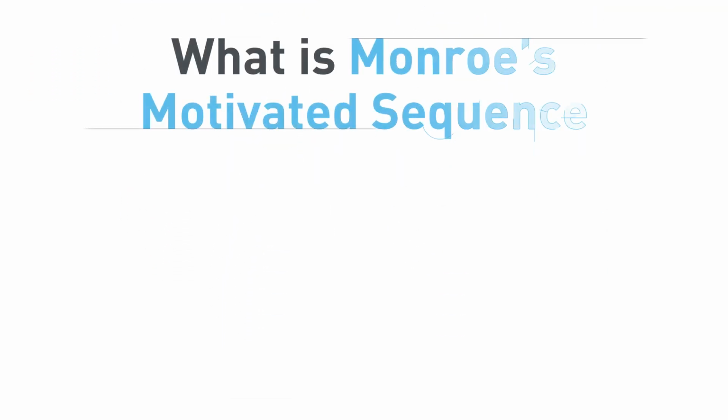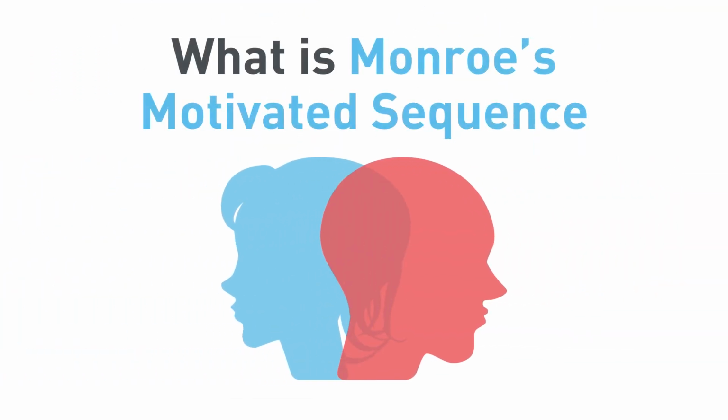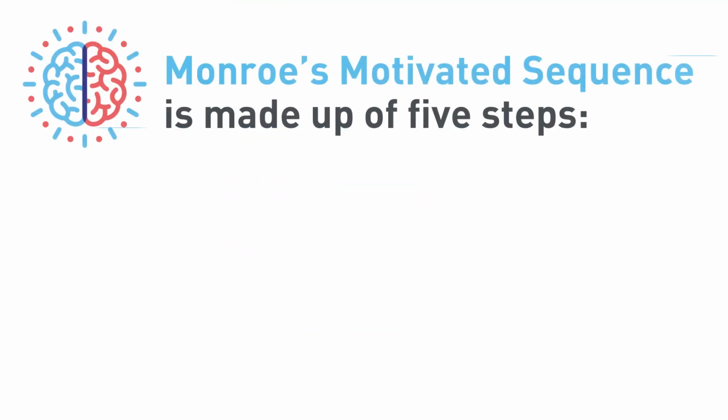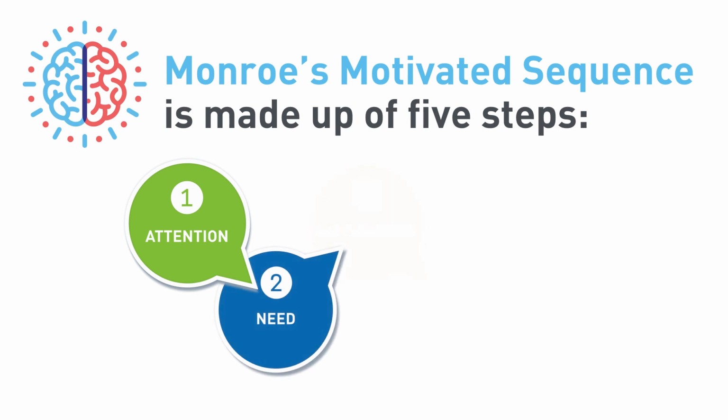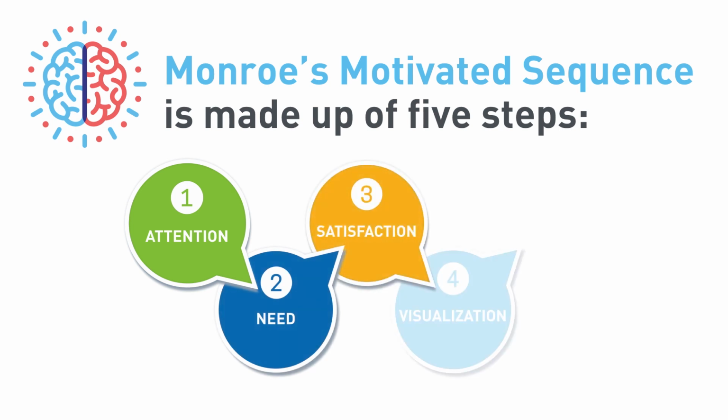What is Monroe's motivated sequence? It is a technique that uses the psychology of persuasion to motivate people into action. This technique was created during the 1930s by Alan H. Monroe, who was a Purdue University professor. As you can see, this method has been around for quite a while. Monroe's motivated sequence is made up of 5 steps. 1. Attention. 2. Need. 3. Satisfaction. 4. Visualization. 5. Action.